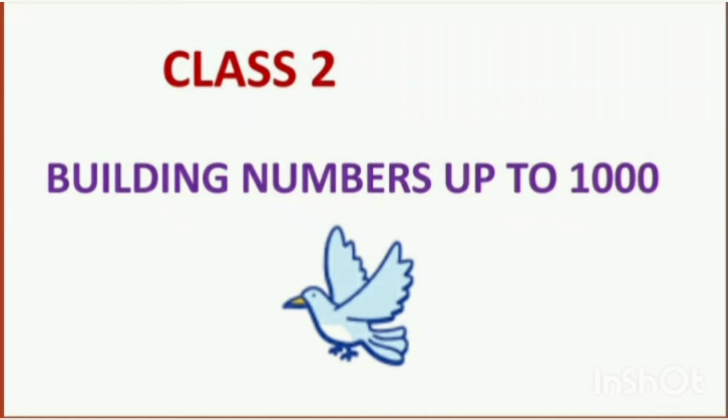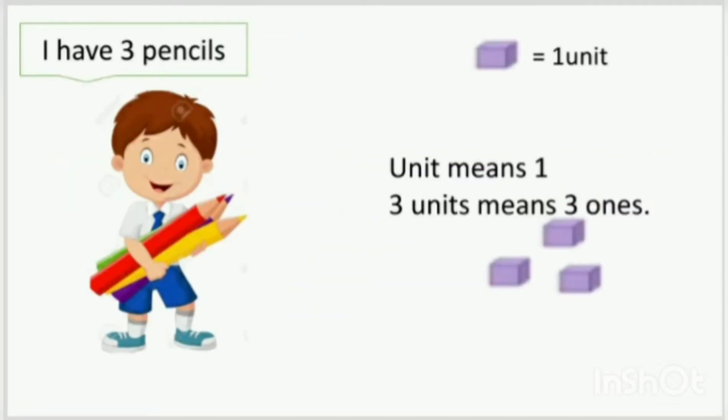Hello children, let's see numbers beyond 100 and below 1000. Children, see this boy. He is having 3 pencils. To represent 3, what I have done is I have used a pictorial representation. That is, I have shown a cube. You can see on the top of the slide.